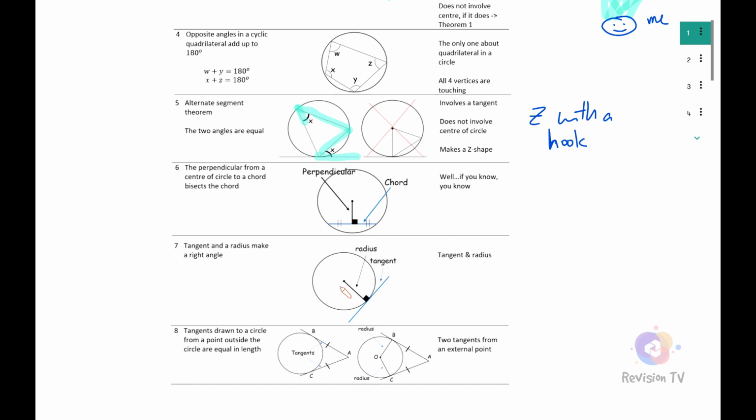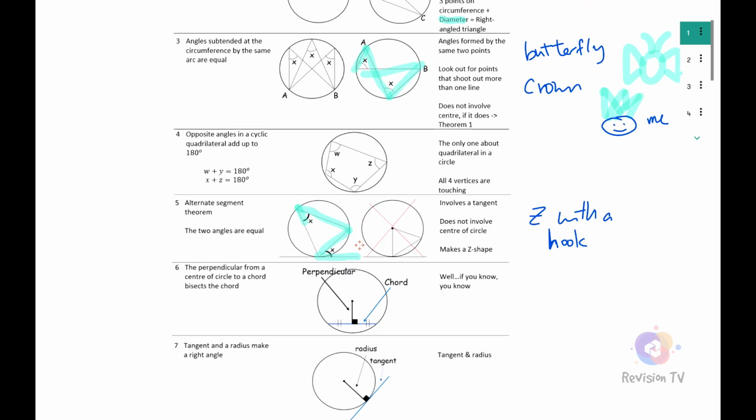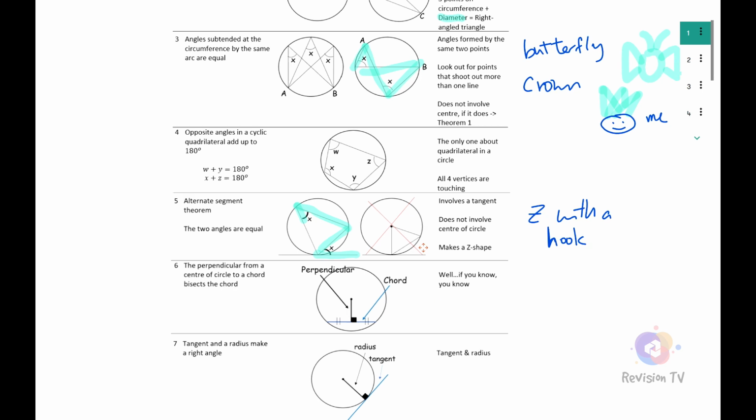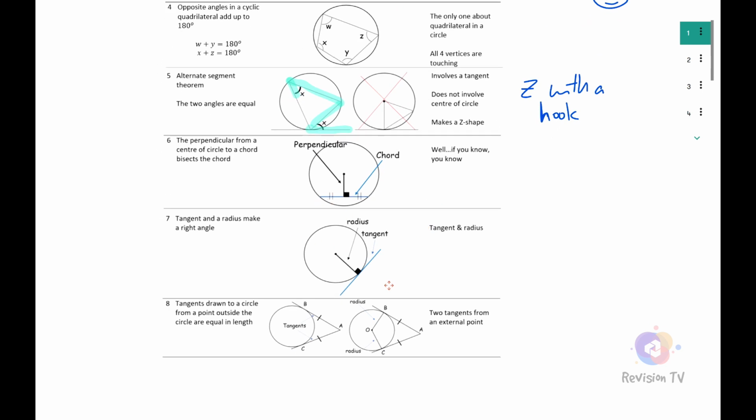Do you remember this? A tangent and a radius that makes a right angle. There is nothing else that uses a tangent and a radius, because this one uses a tangent, but this one doesn't use a radius because this one does not involve a center. So this one, tangent radius. Next one, number 8, the last one.